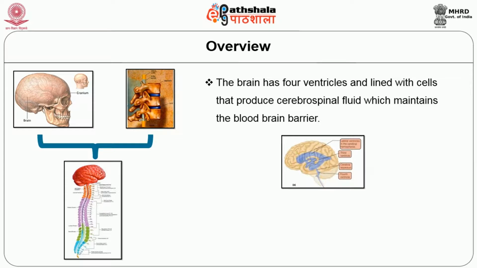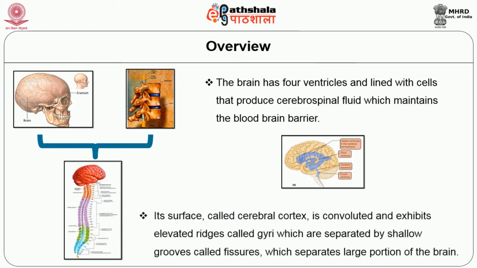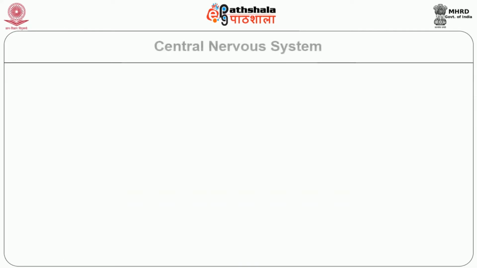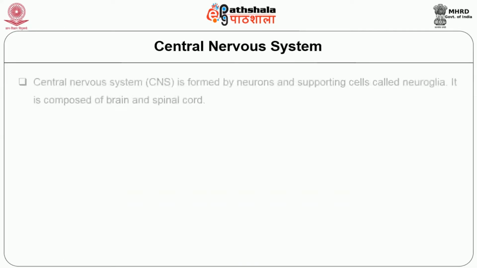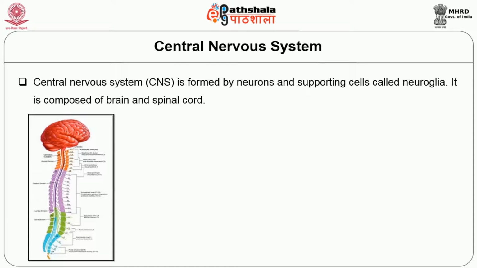The brain has 4 ventricles. They are lined with the cells that produce the cerebrospinal fluid, which maintains the blood-brain barrier. Its surface, called the cerebral cortex, is convoluted and exhibits elevated ridges called gyri, which are separated by shallow grooves called fissures. This separates the large portions of the brain. Coming to the central nervous system, it is formed by neurons and supporting cells called neuroglia. It is composed of the brain and spinal cord.